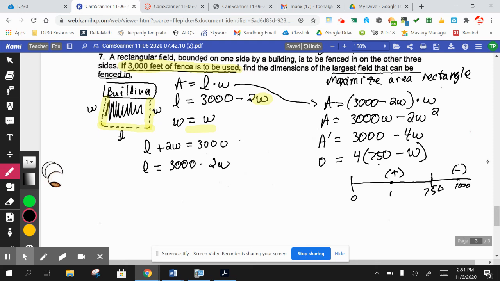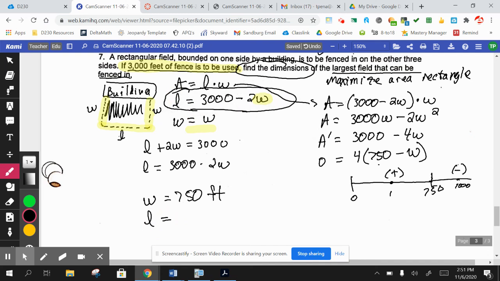The question is, find the dimensions again. So what we just found, 750 is our W. So we would want our width to be 750 feet. Our length we can find right here. So just let W be 750. So 2 times 750 is 1,500. 3,000 minus 1,500 is 1,500. So that would have to be our length.